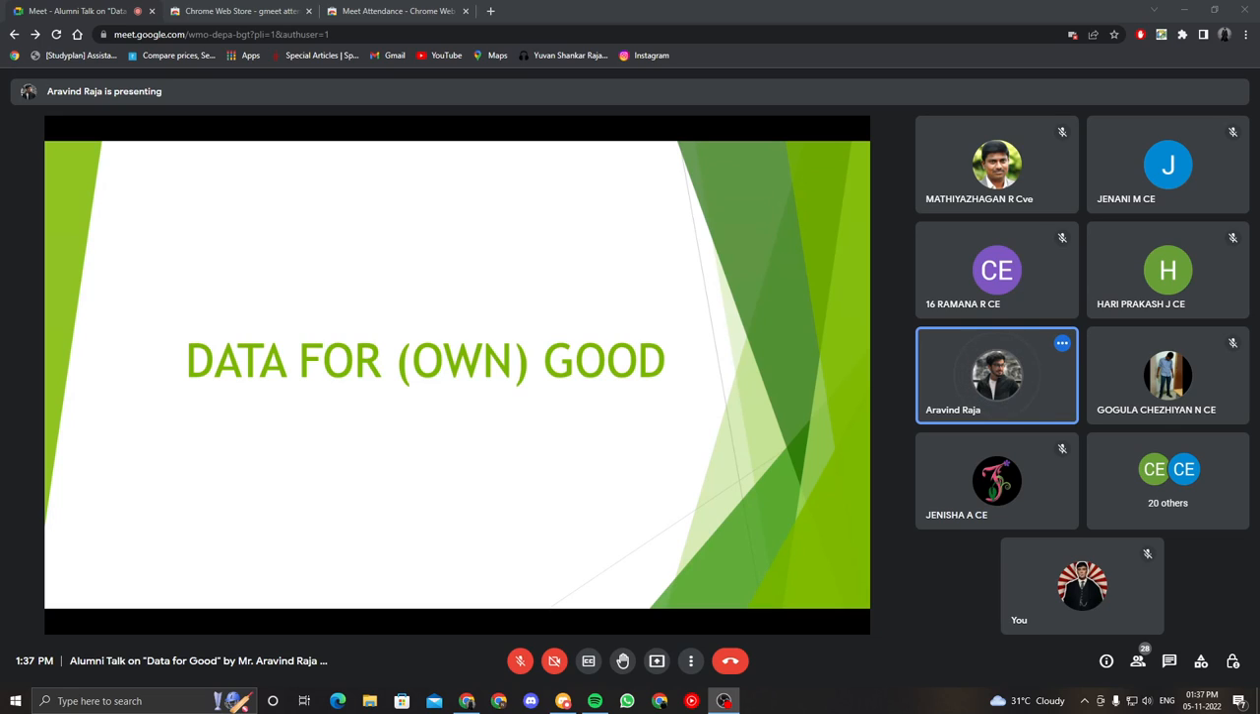I'm stressing this point because some people might think that data cleaning and data-related stuff is related to computer science, and it is not. It is a general topic, and everyone has to be data ready, at least in terms of knowledge, to know what is happening around. That is the main agenda for this talk. So I'll take you through these slides.